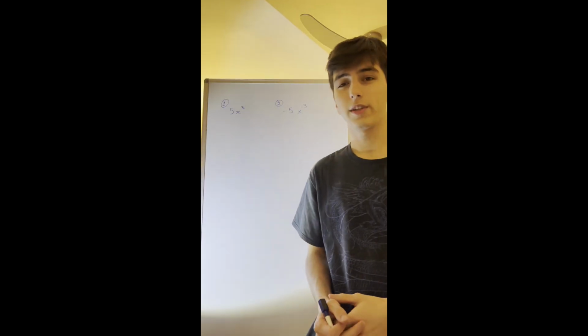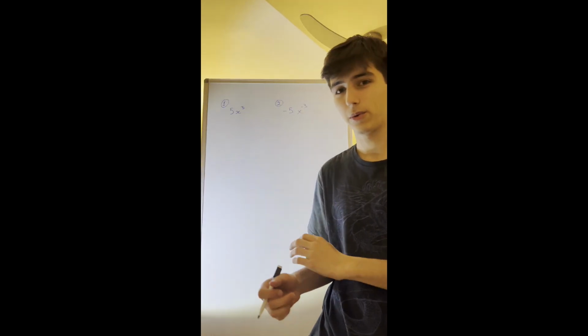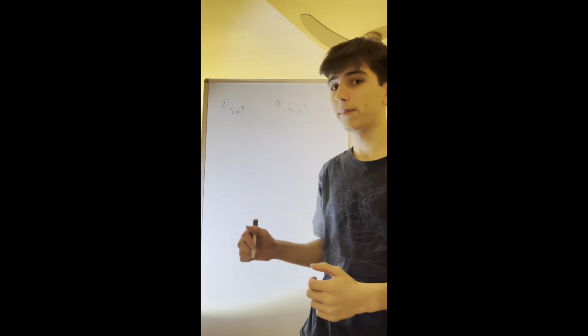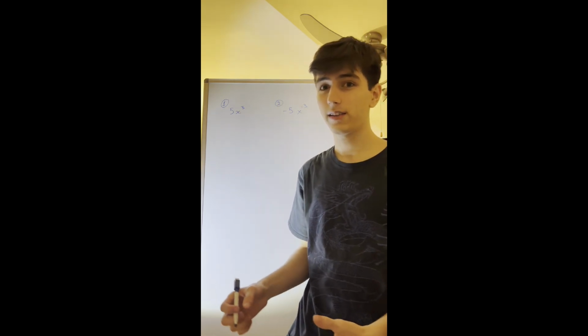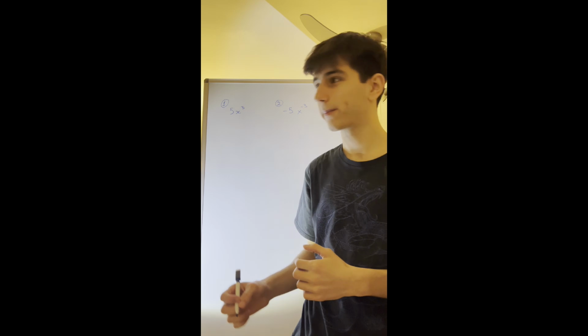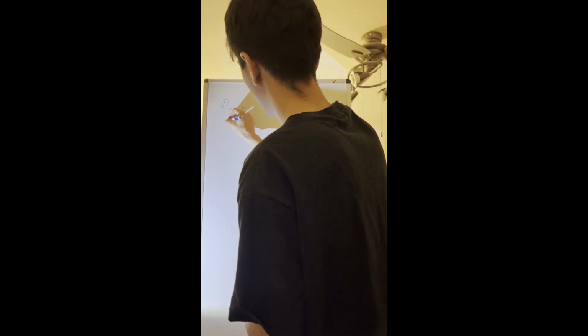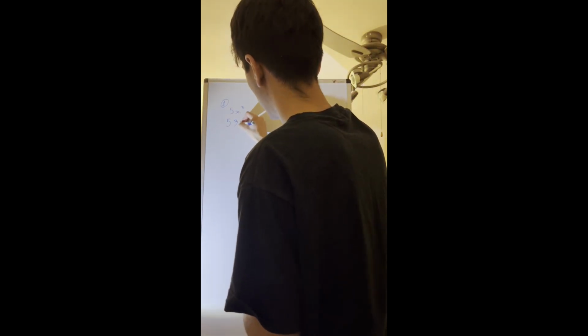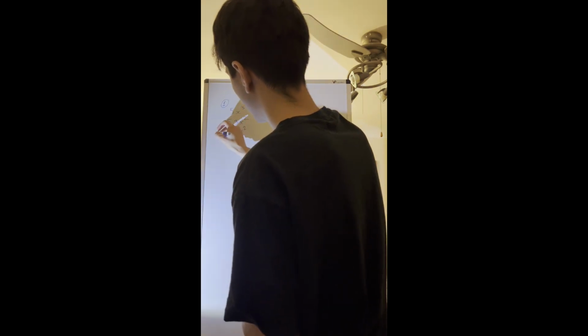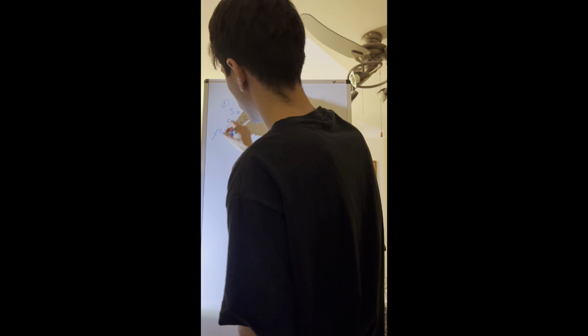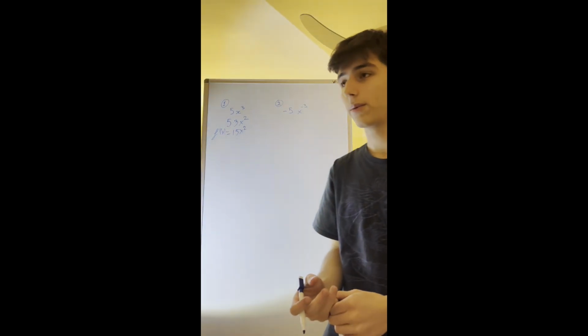Okay, so the first question, we're going to just use the power rule. So we're going to bring down the power and multiply the coefficient by it, and then we're going to subtract 1 from the power. So this is going to equal 15x squared. So this is f prime of x, the derivative that we learned about in the last video.